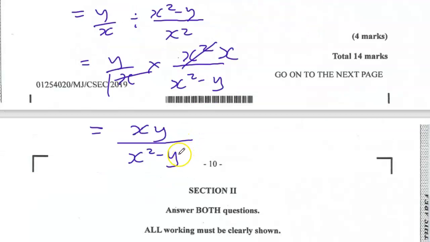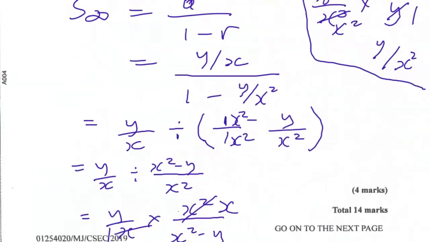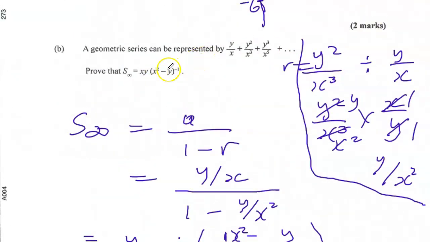And of course, this is xy over x squared minus y to the power of 1. So if we rewrite this using indices, it is xy times x squared minus y to the power of minus 1, using the law of indices there. And this is what we're asked to show. Yes, xy times x squared minus y to the power of minus 1.